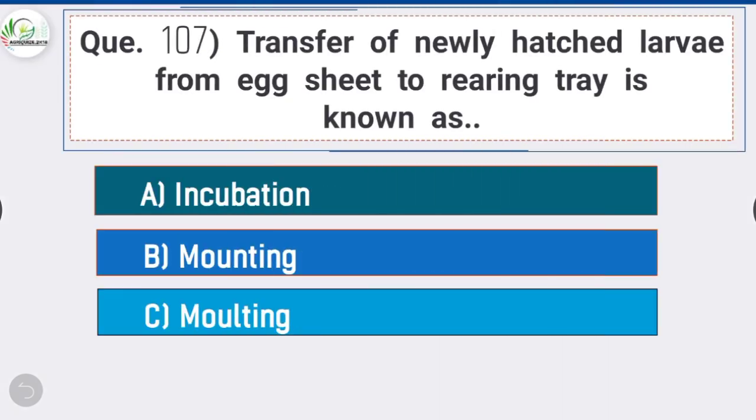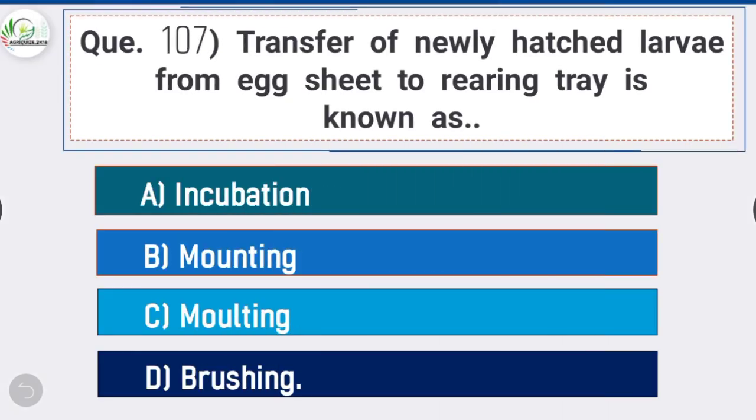Question number 107. Transfer of newly hatched larvae from egg sheet to the rearing tray is known as, and the correct answer is option D, brushing. Transfer of newly hatched larvae from egg sheet to rearing tray is known as brushing.